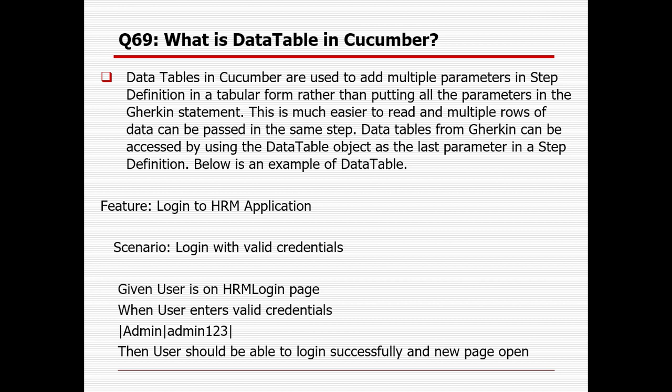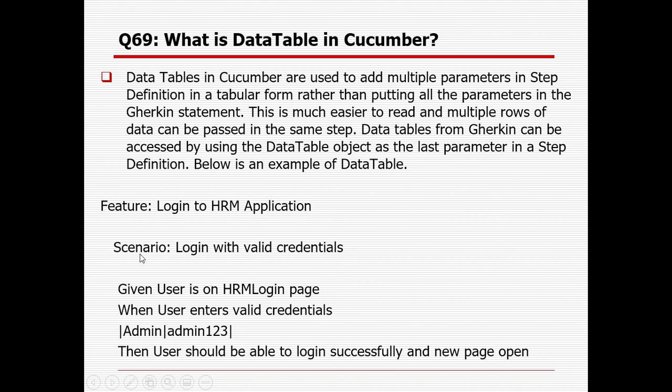What is a data table in Cucumber? Data tables in Cucumber are used to add multiple parameters in a step definition in a tabular form rather than putting all the parameters in the Gherkin statement. This is much easier to read and multiple rows of data can be passed in the same step. Data tables from Gherkin can be accessed using the DataTable object as the last parameter in a step definition. So below is an example of a data table.